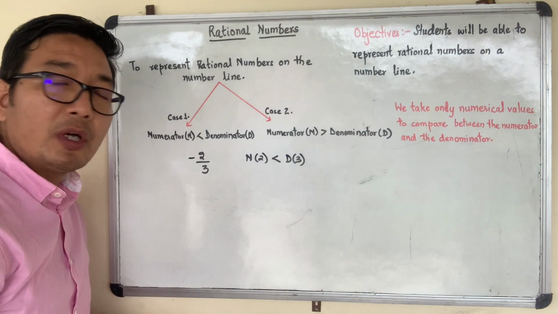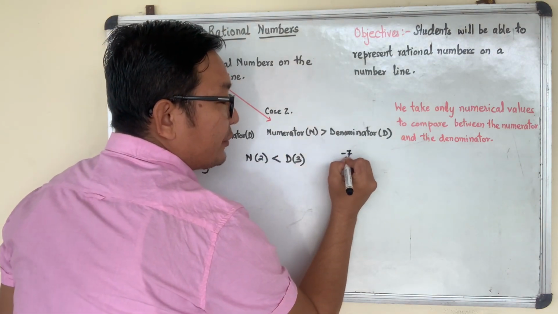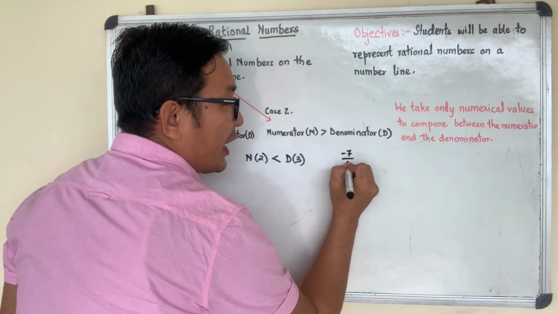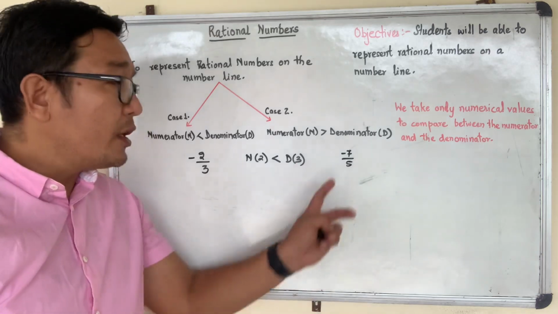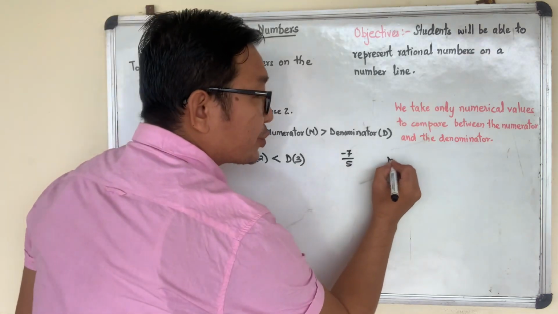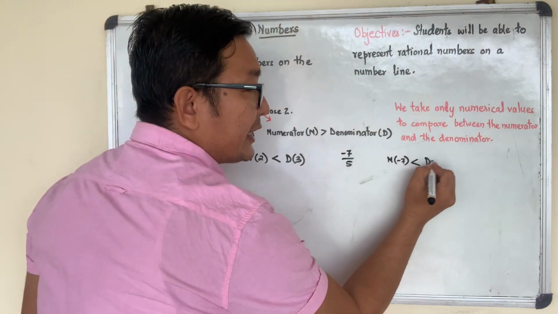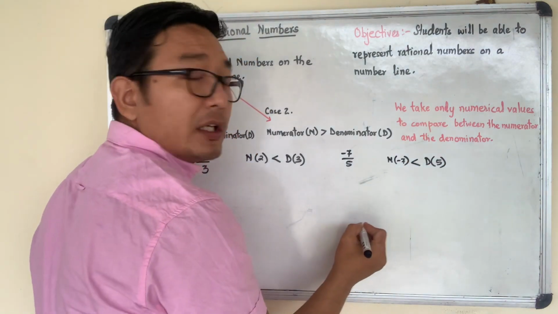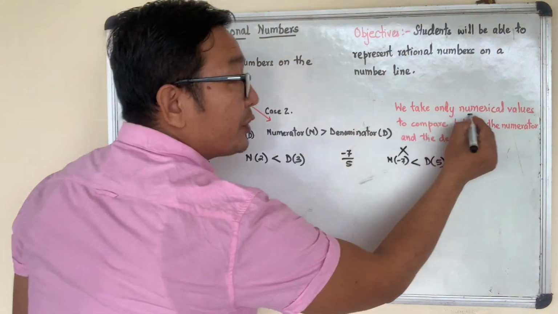What is that also? Next example, negative 7 upon 5. Only the numerical value matters. The numerical value of the numerator is 7, so 7 is greater than the denominator 5. We take only the numerical value.